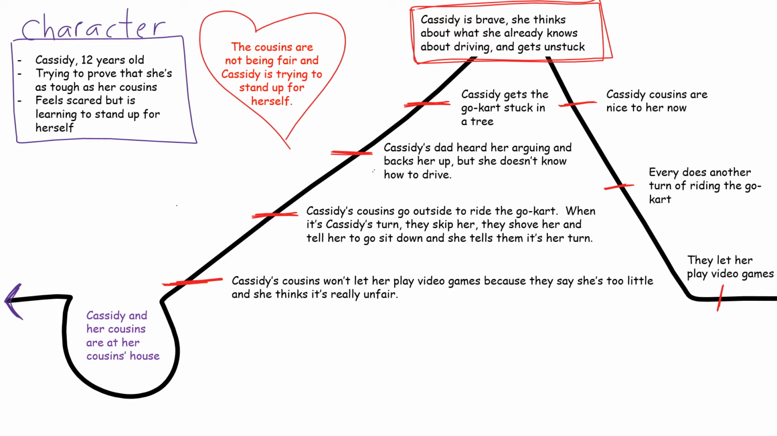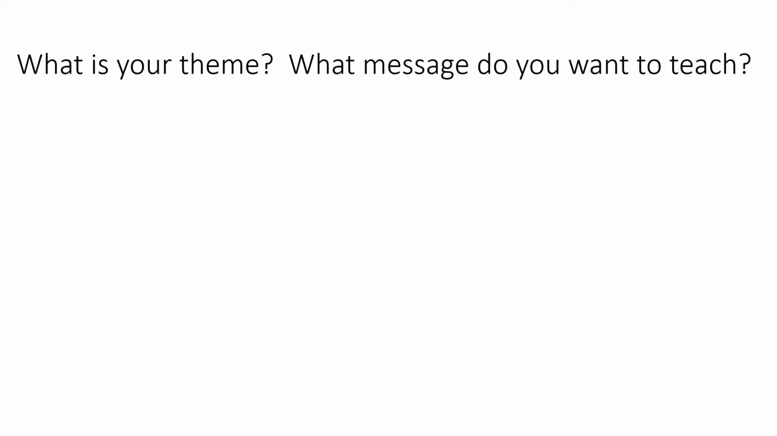And I drew the heart. You guys will remember you were with me when I drew the heart, and I decided that the heart of my story is that the cousins are not being fair and Cassidy is trying to stand up for herself. So all of it really centers around that problem of the cousins not treating her like an equal, and she has to kind of stand up and say, hey, I want to be treated like an equal. So now I've got to think, what is my theme?